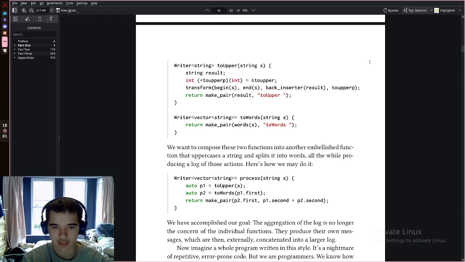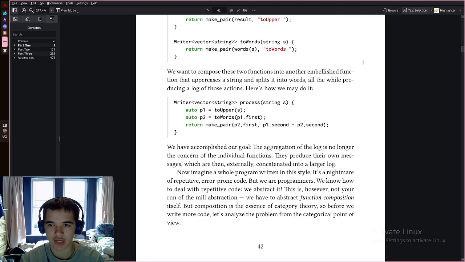We want to compose these two functions into another embellished function that uppercases a string and splits it into words, all the while producing a log of those actions. Here is how we might do it. So this is literally function composition, right? We do toUpper, and then we feed the result of that into P2.